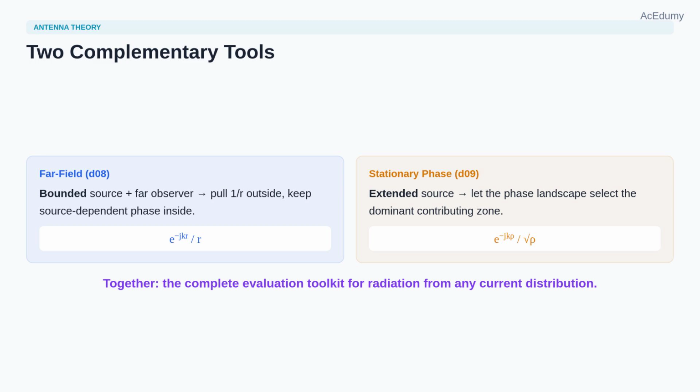The far-field approach handles bounded sources by exploiting a shared observer distance. The stationary phase method handles extended sources by letting the phase landscape select the important zone. Together, they give us the complete evaluation toolkit for radiation from any current distribution.